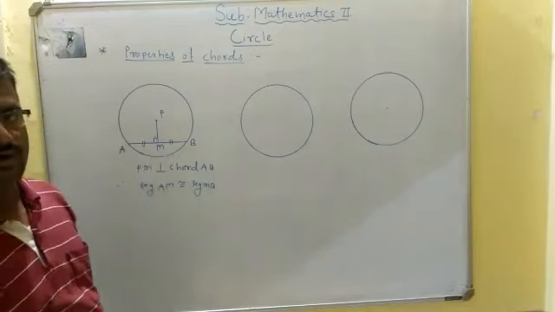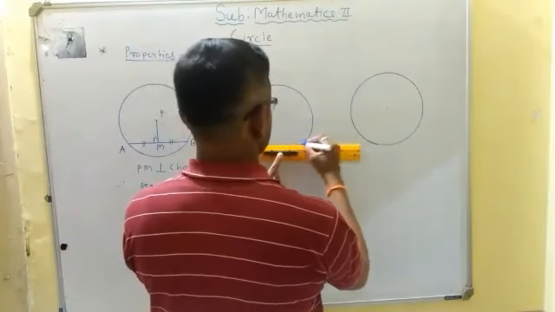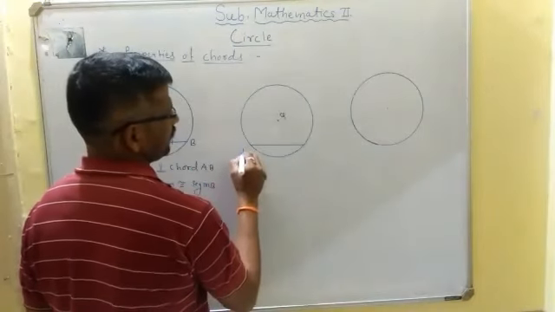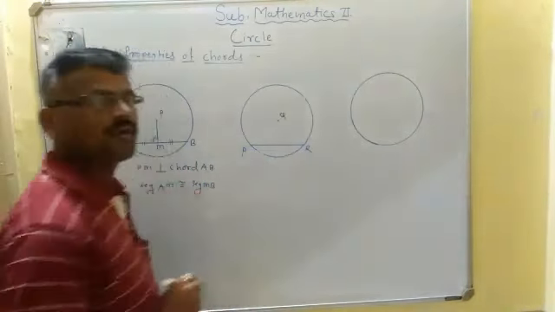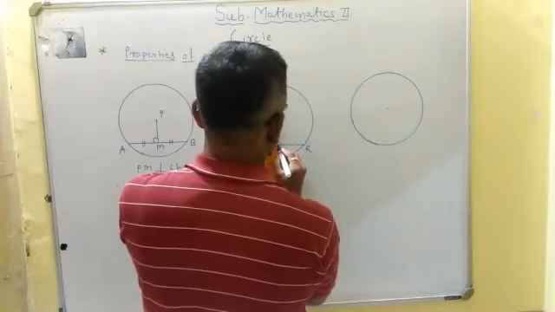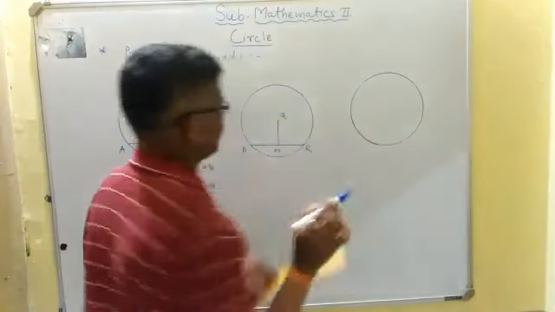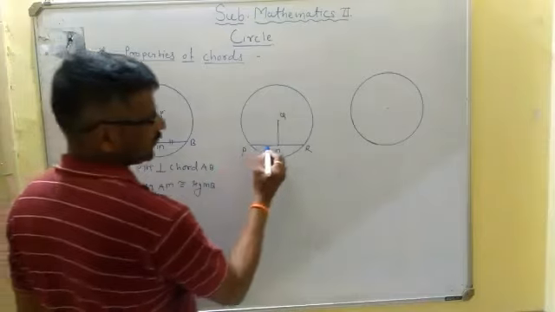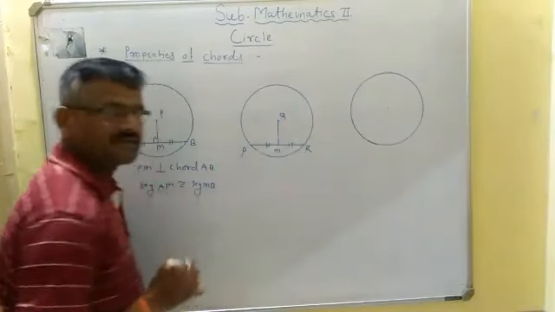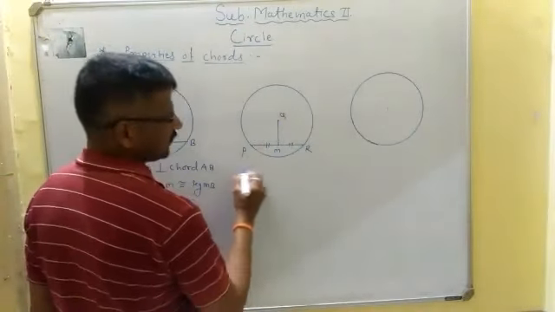Now the second property we learned previously: suppose a circle with center Q has the chord PR, and M is the midpoint of that chord PR. Then what happens? Look at here. What is given here? M is the midpoint of the chord and QM is a segment joining the center and the midpoint of the chord. Then what happens?